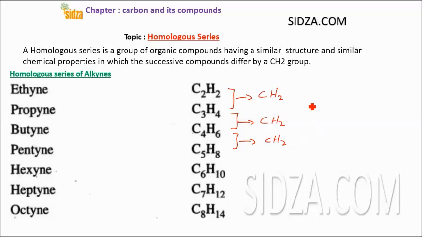So again here we find that the different members of the alkyne family, the homologous series of the alkyne family, they differ by a CH2 group, and again there will be a difference of 14 AMU between the successive members of the alkyne family. So in terms of molecular mass, they also differ by an amount of 14 AMU.